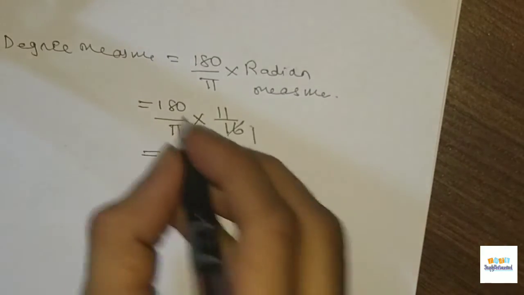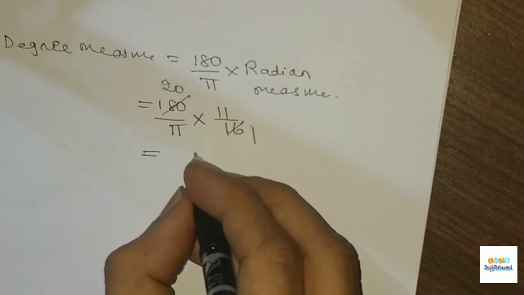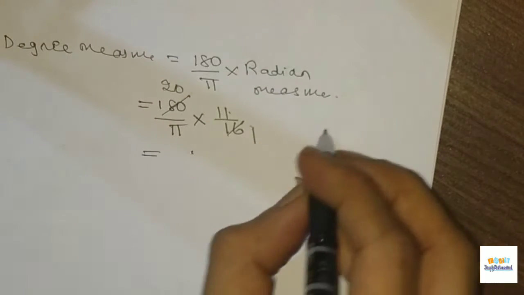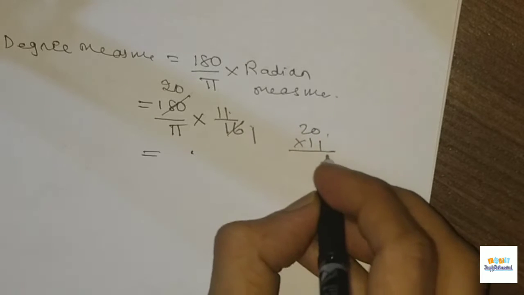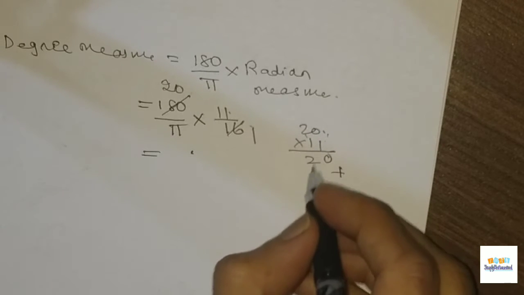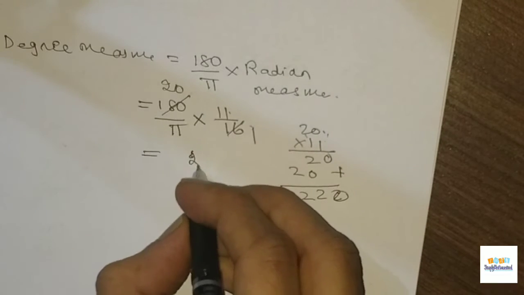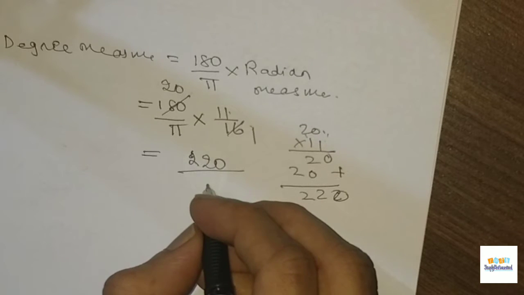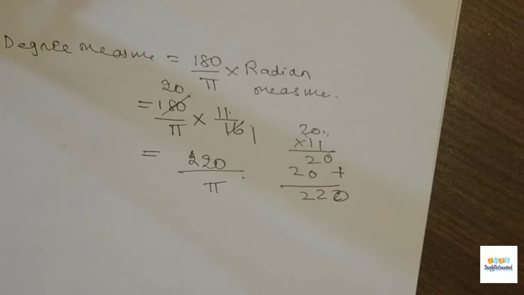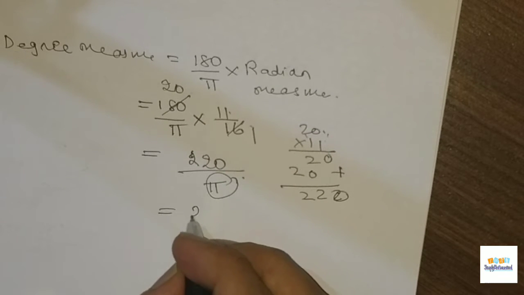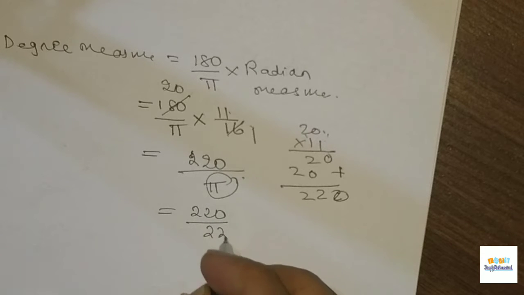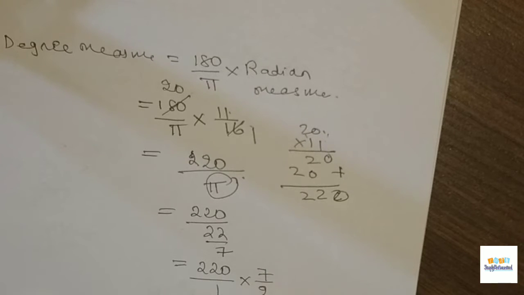So what you will get is 16 ones are 16, 16 twenties are 180. So you will get 20 into 11. What is it? 20 into 11 is 220, divided by pi. This you are getting. Now if you convert this pi to 22 by 7, then what you will get? 220 divided by 22 by 7, which is equal to 220 divided by 1 multiplied by 7 by 22.